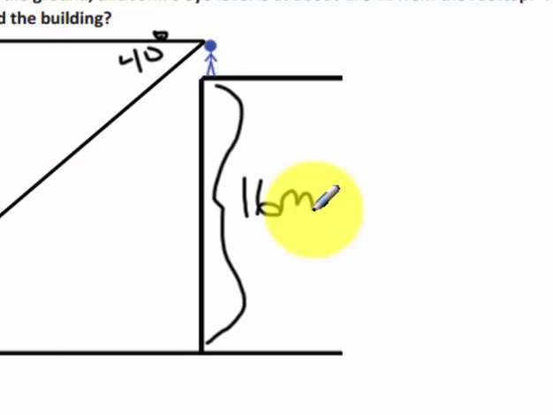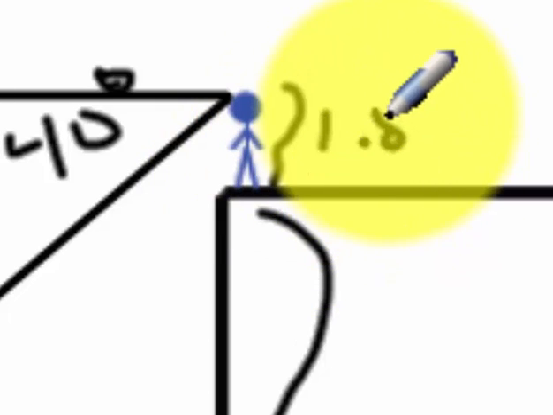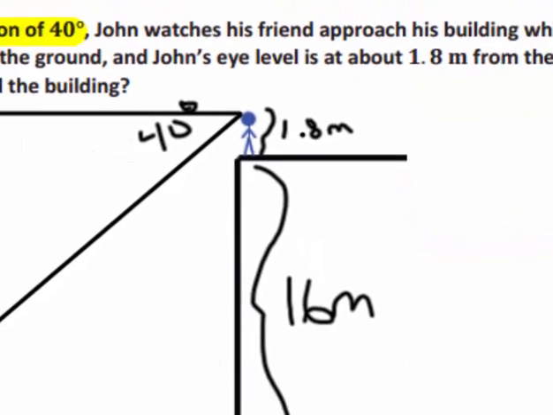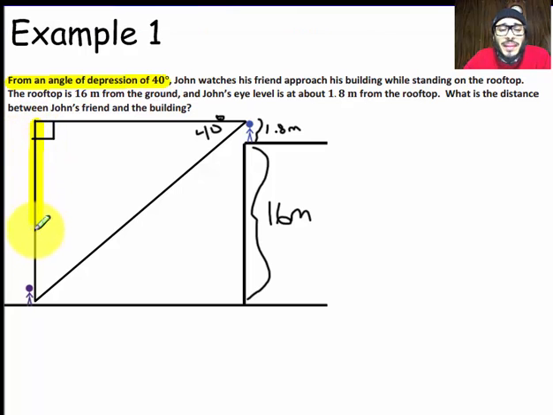Then it says John's eye level is about 1.8 meters from the rooftop. And what is that referring to? That's referring to this right here. This is 1.8 meters. So when you think about it, what must be the length of the line I'm highlighting here? Well, you've got the 16 plus the 1.8. So the length of the highlighted line in the right triangle should be 17.8, right?